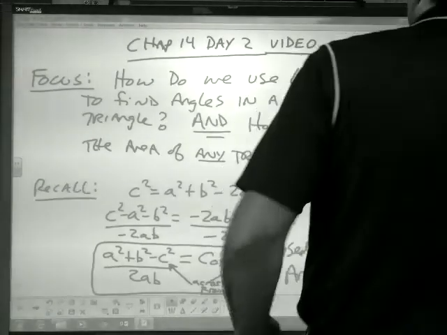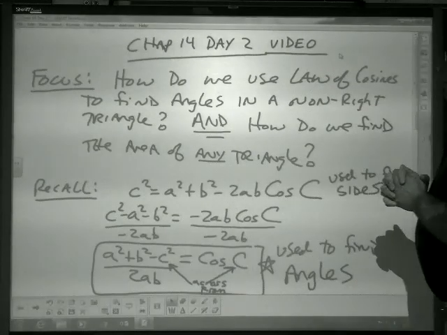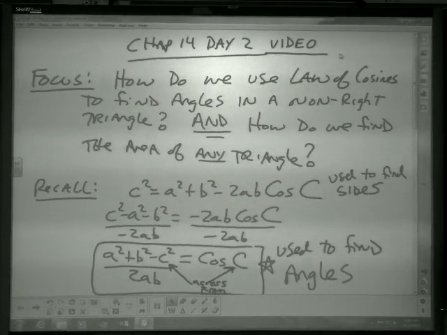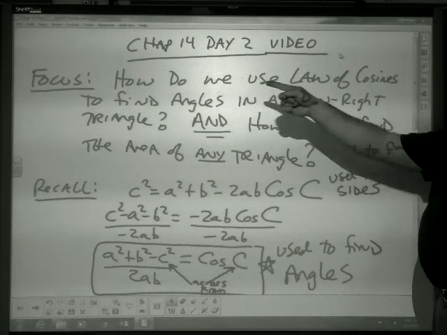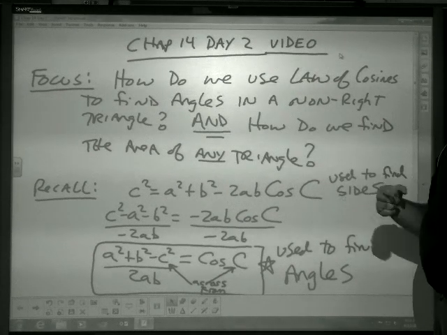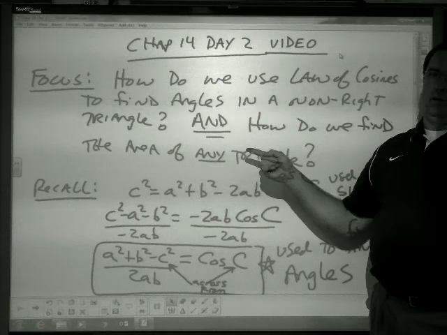Okay, chapter 14, day 2. What we're going to look at today is how do we use law of cosines to find angles. Now, we're going to find angles of a non-right triangle. We're also going to look at how do we find the area of any triangle, okay?